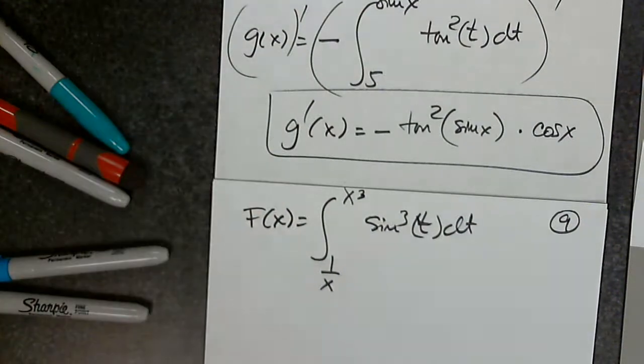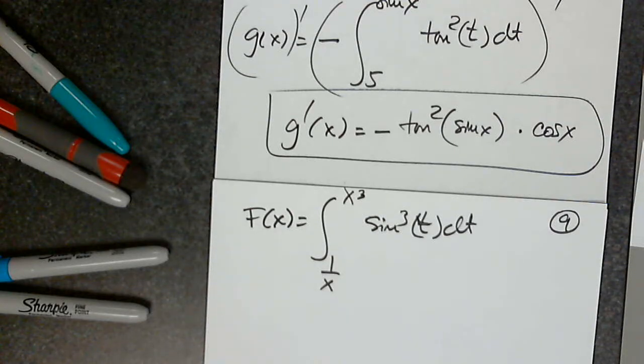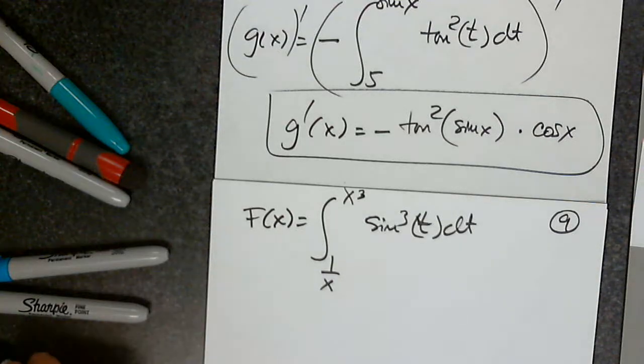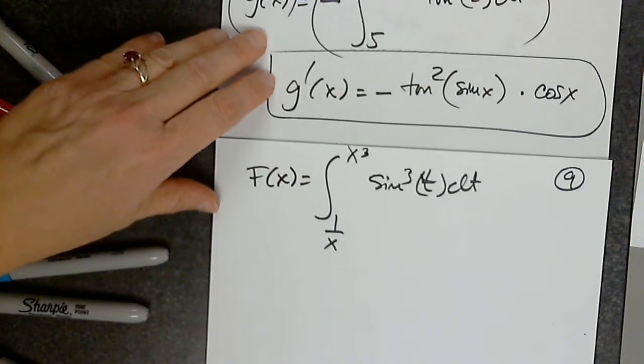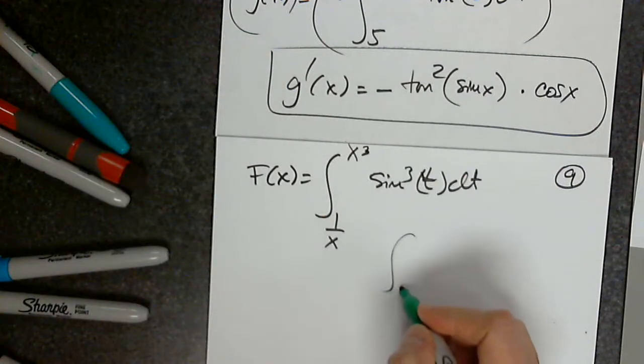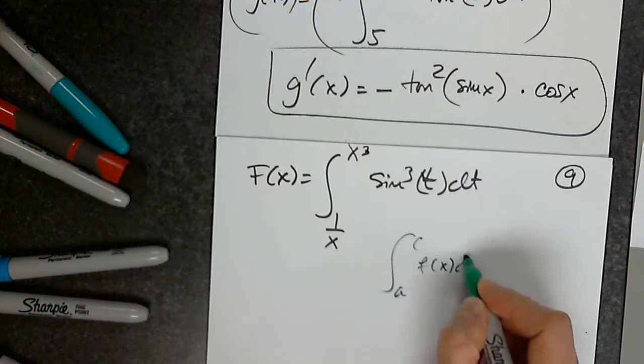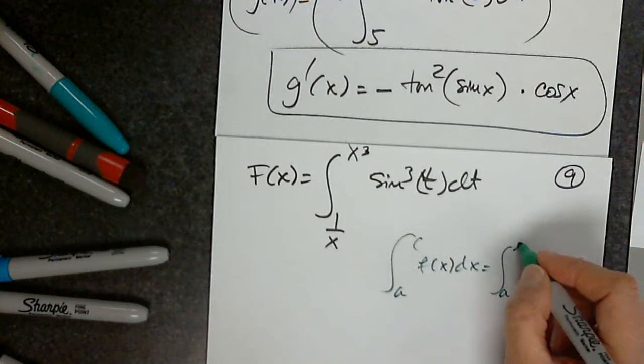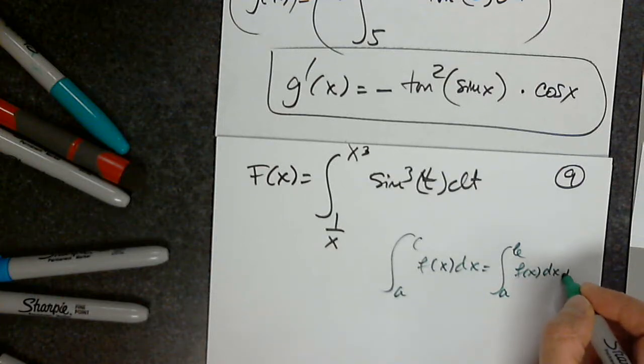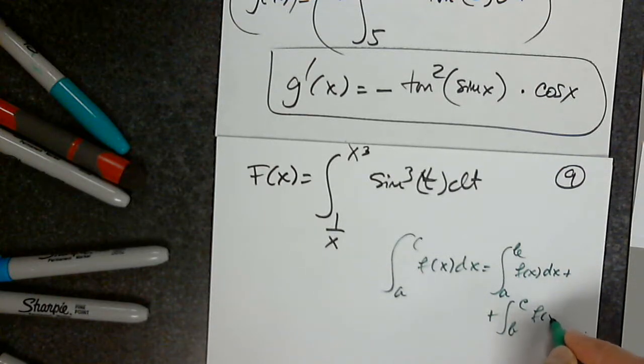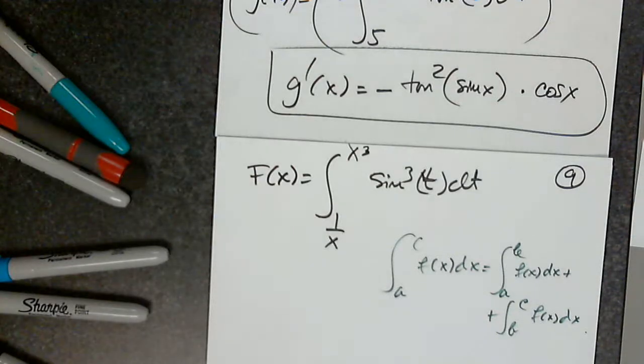Another problem here. Right, because I have both limits, the lower limit and the upper limit, as functions. But we do have a property of definite integrals that we discussed last time, which is the integral from a to c of f of x dx is the integral from a to b of f of x dx plus the integral from b to c of f of x dx. I can split any integral into as many parts as I want.